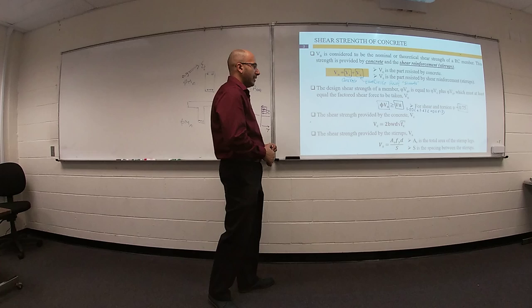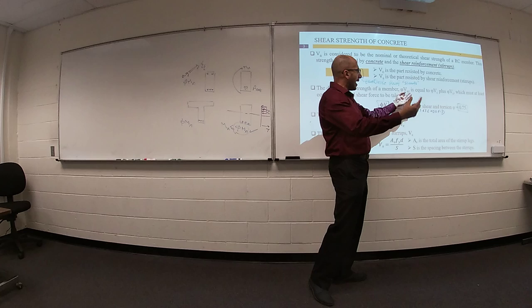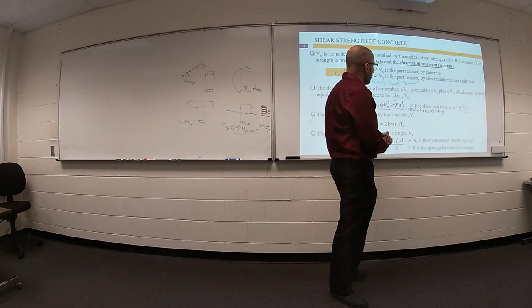Okay, that's fine. I can understand what you are talking about. That makes sense for me. We have something called nominal shear. If you add phi, you can get your design shear strength. Phi, in this case, is 0.75.